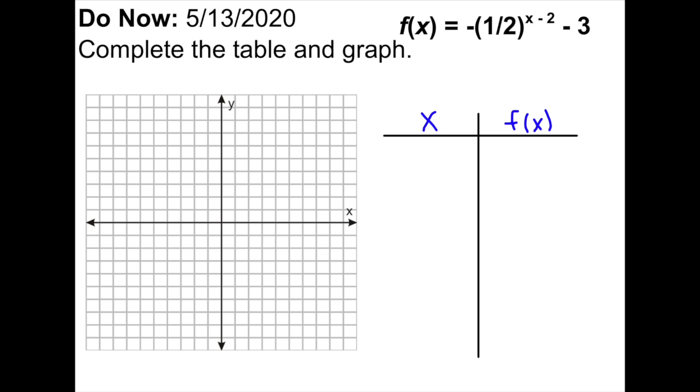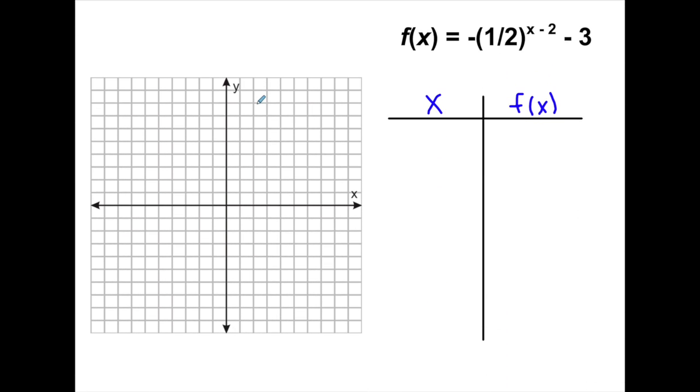Here what we want to do is let's start by plugging in some numbers. So I'm going to start by plugging in 2 because 2 minus 2 is 0. Positive 1/2 to the 0 is 1. This makes it a negative 1. And you subtract 3 for a negative 4. So you have 2, negative 4.